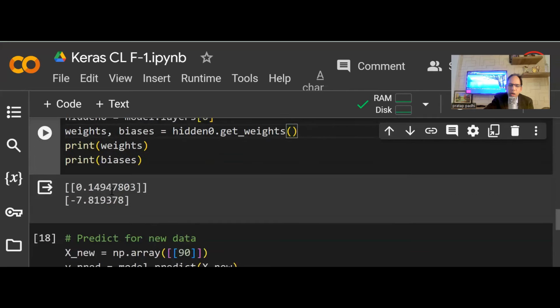Now see, the neural network is giving, just remember, 0.149. I will take 0.15 and minus 7.8. Remember, okay? Minus 7.8, this 0.15 I will take. These are my weights and biases. And I will explain something with these two.